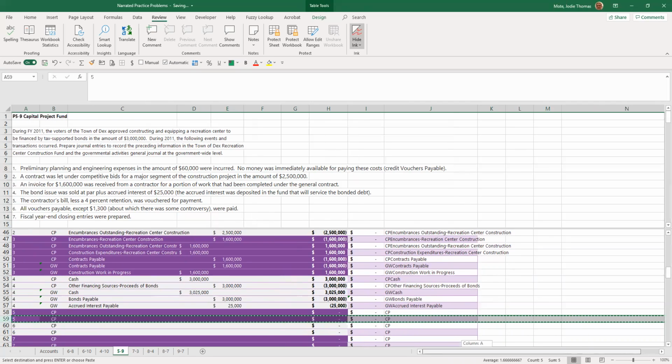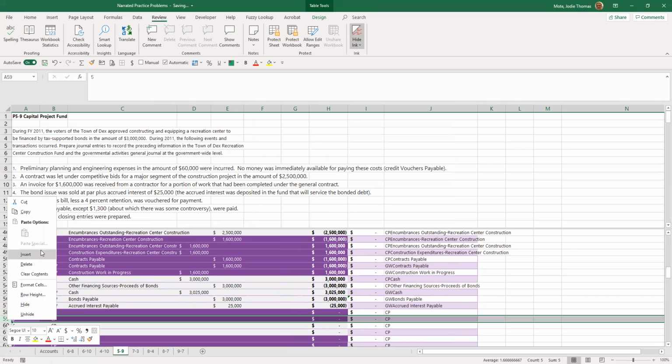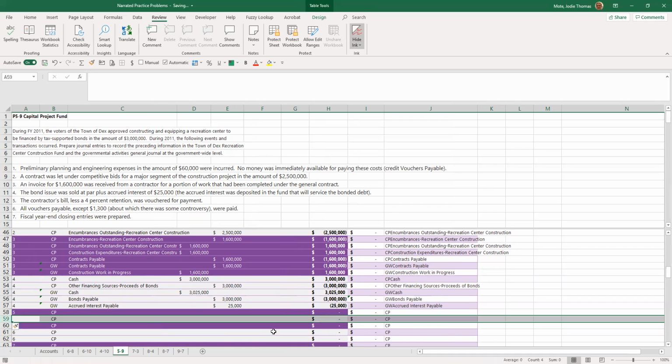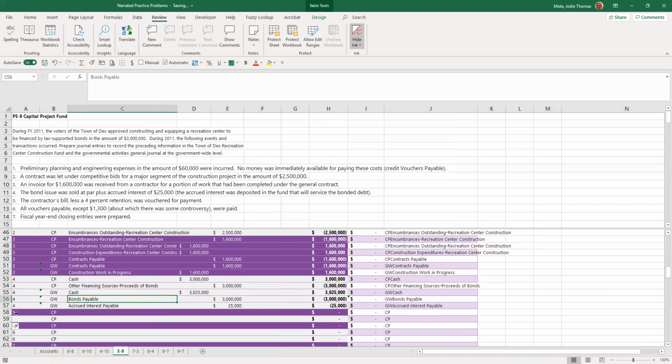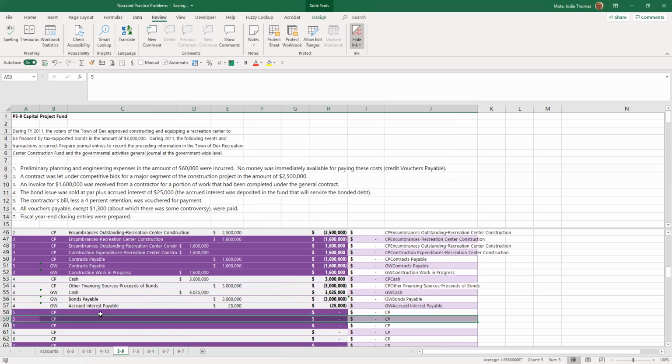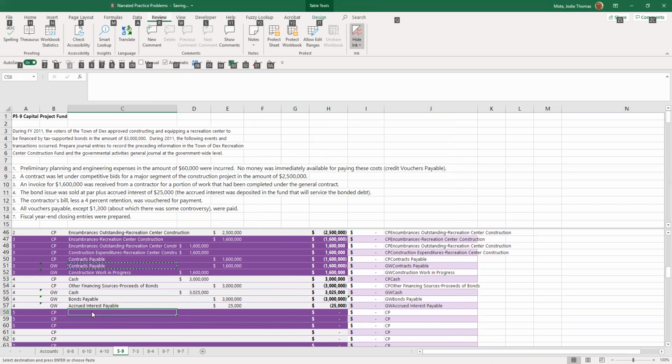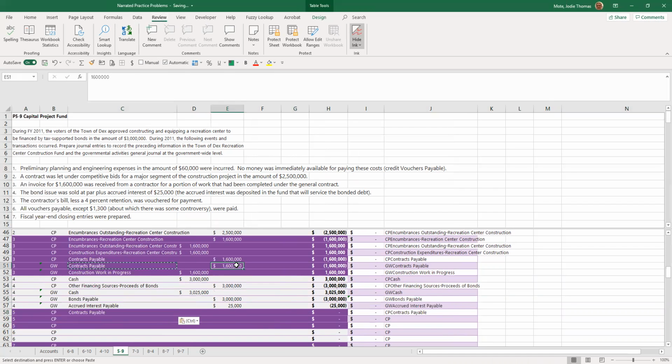So let's see. Do I have something out? No. Let's see. Insert. So this will be a three line entry for this problem. The first thing we're doing is taking the whole thing out of contracts payable up here, because we're basically moving it to a new payable account. So we have the capital projects fund. We're going to take this whole 1.6 out.